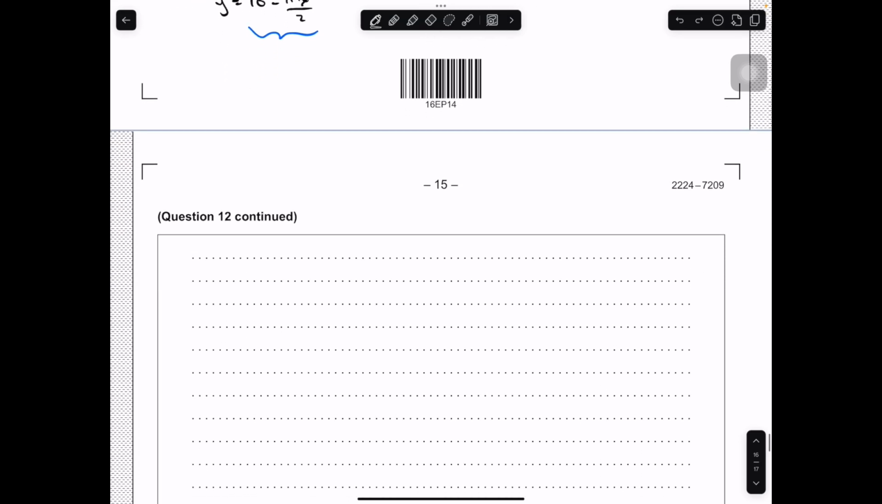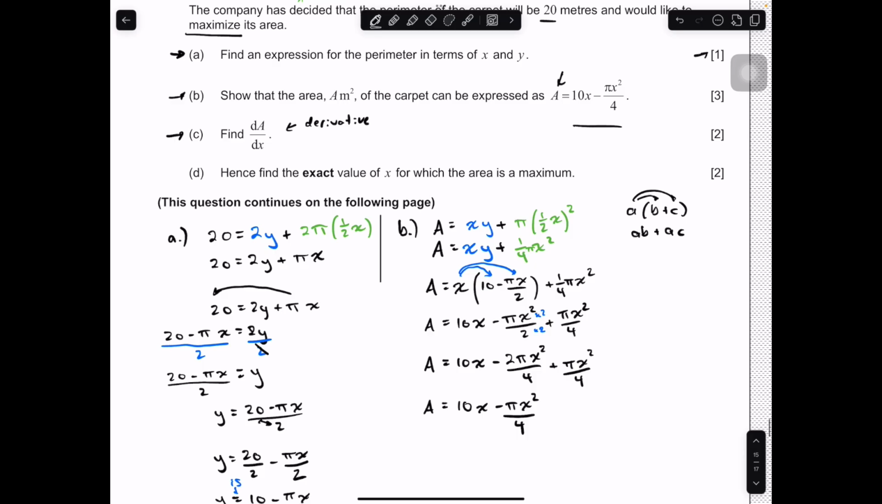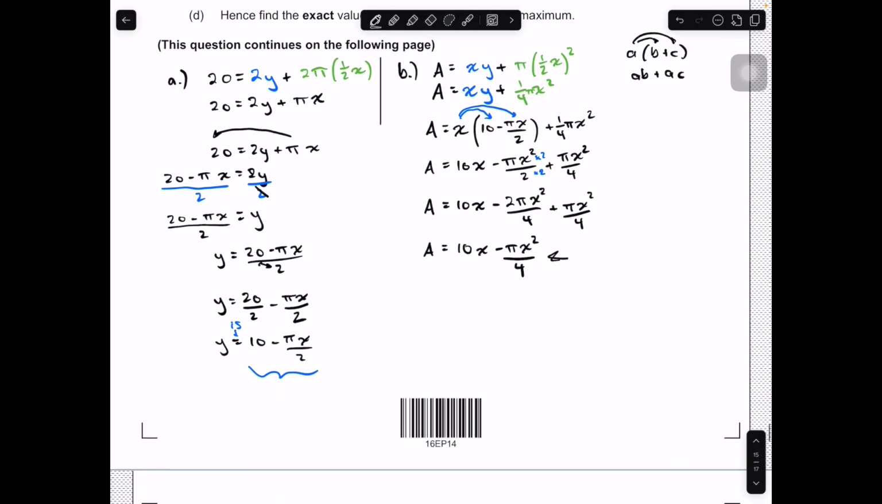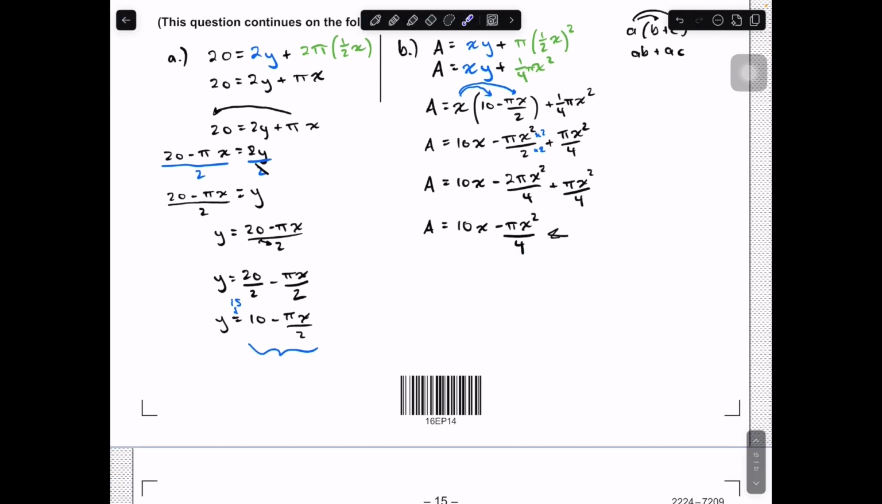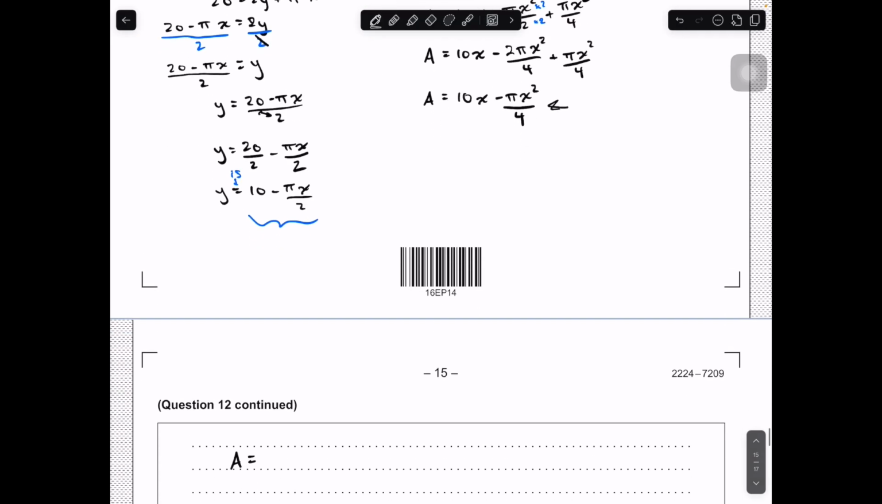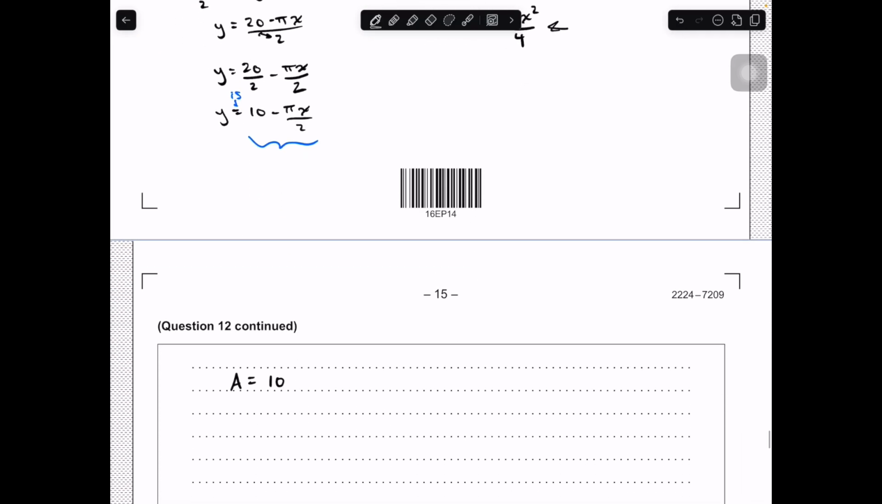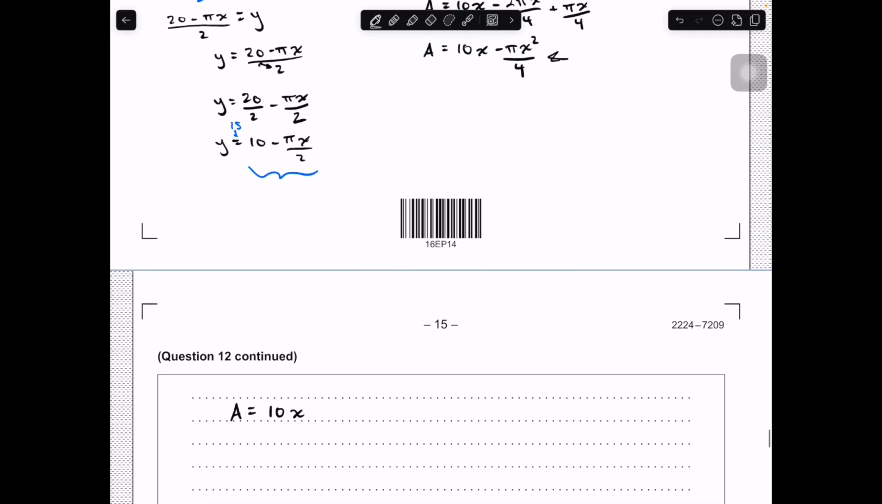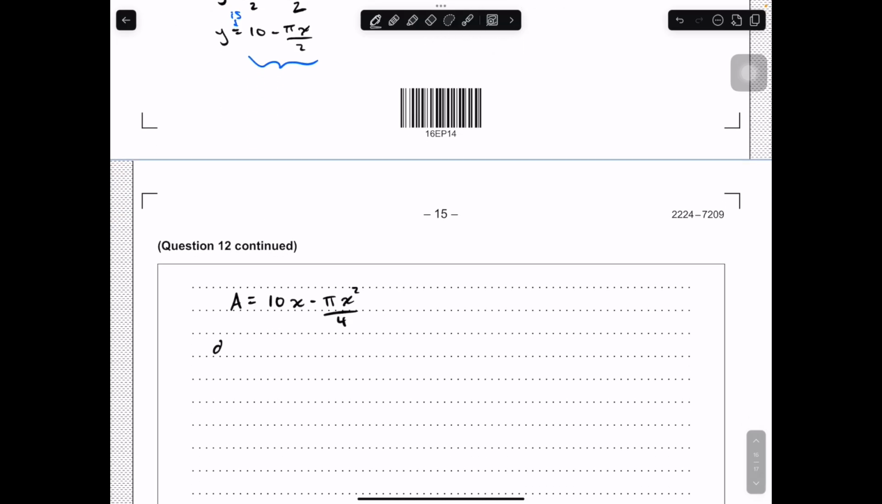I'm going to need a new page. So area is equal to, I'm going to use this one up here, even though they are the same. This is what we could have done. 10x minus πx² over 4. Okay. Area is equal to 10x minus πx² over 4. All right, and they're asking us for dA/dx.